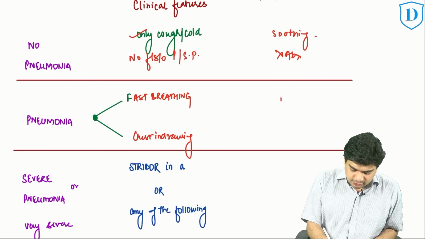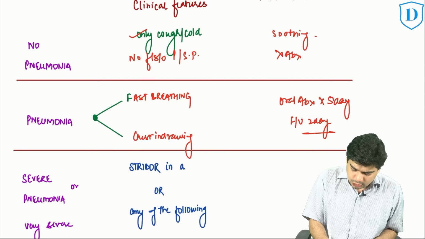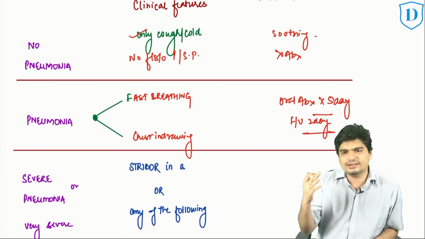As far as treatment is concerned, here we give oral antibiotics for 5 days and follow up in 2 days. Warn the mother of the danger signs. Fast breathing has different cutoffs.